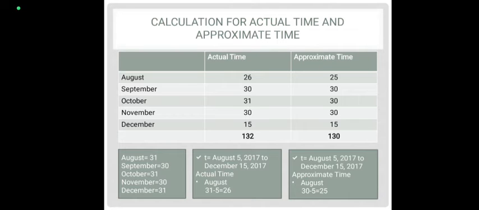So next we have approximate time. In approximate time, we start on August 5 until December 15. In this approximate time, we have to assume that all the months end with 30 days. So here we have to subtract 30 minus 5, which is equal to 25. So that is our approximate time on the month of August. In September we have 30, October we have 30, November we have 30, and December we have 15.